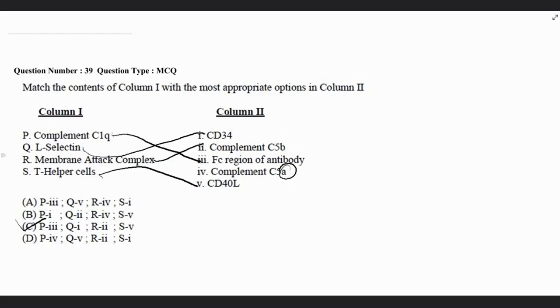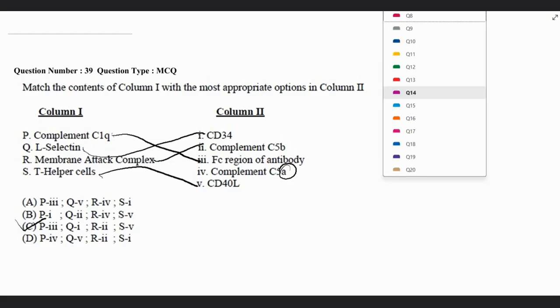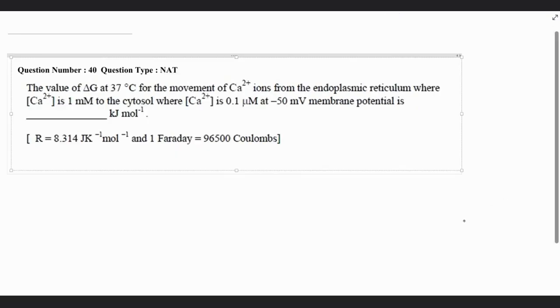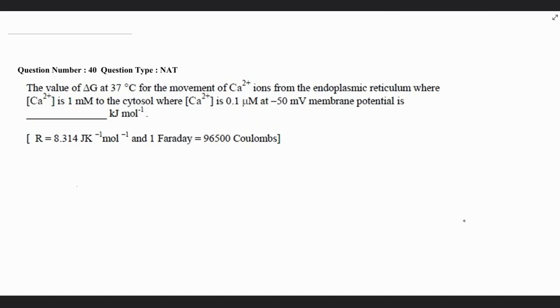Moving on to the next question. Here, the value of delta G at 37 degrees Celsius for the movement of Ca2+ ions from the endoplasmic reticulum, where the Ca2+ concentration is 1 millimolar, to the cytosol, where the Ca2+ concentration is 0.1 micromolar, at minus 50 millivolt membrane potential is what, in kilojoule per mole. They have also given the constants, R, the gas constant, and the Faraday.